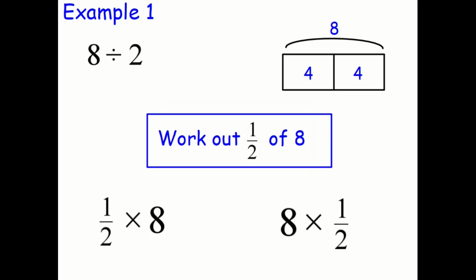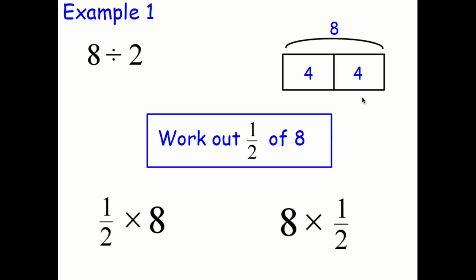Example number 1. The question says, work out 1/2 of 8. Well, there are several ways you can see this question. First of all, the most straightforward way of looking at it is to think about it as being 8 divided by 2, which of course gives the answer 4.